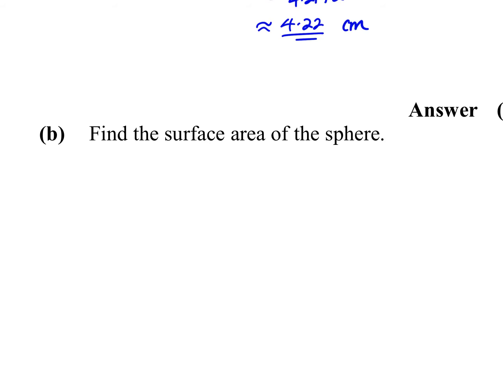Find the surface area of the sphere. What's the formula for the surface area? You check your cover page. The total surface area is 4 pi r square. So area is equal to 4 pi r square.